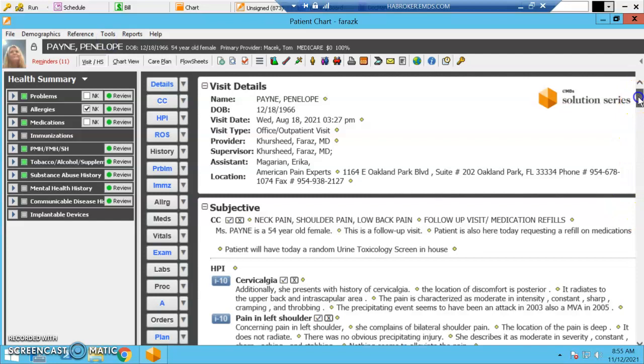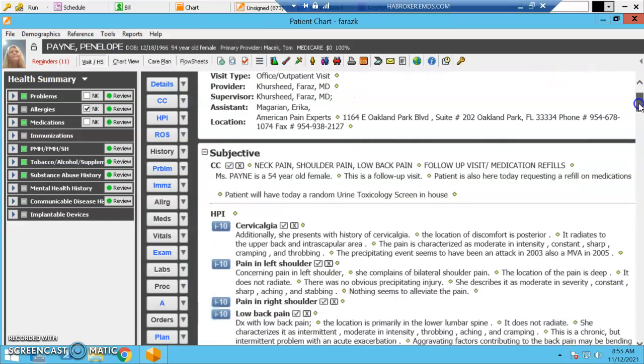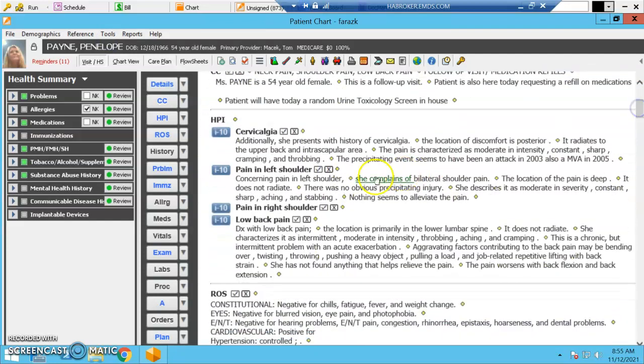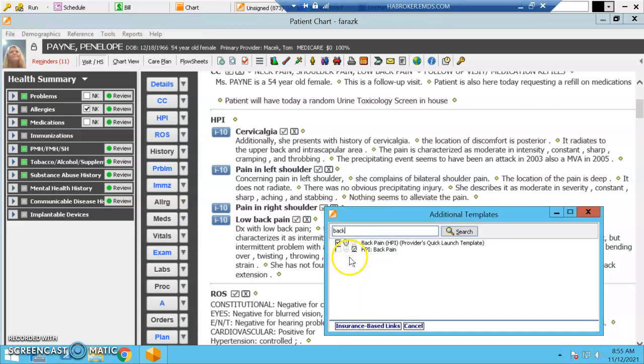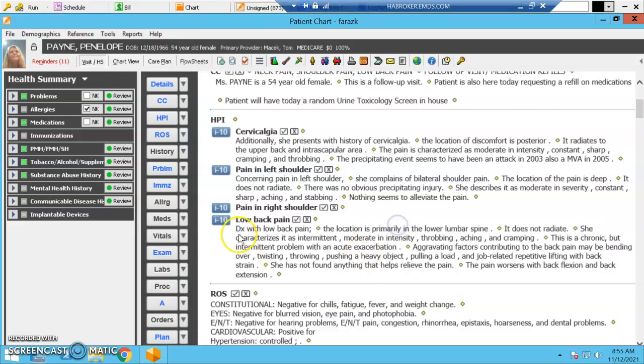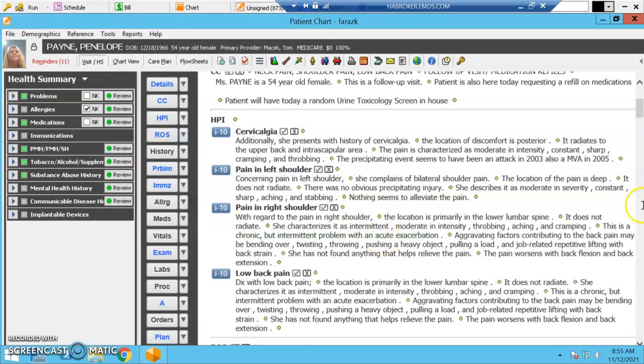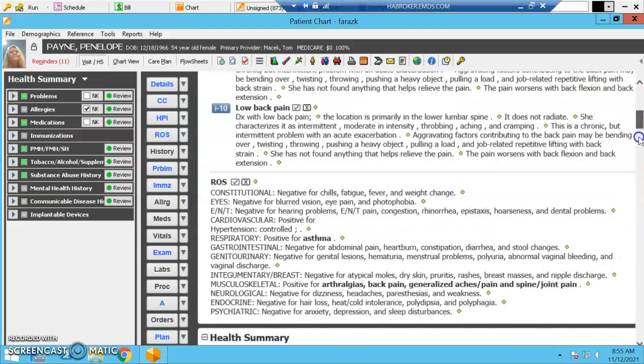So this is Miss Payne. She only had follow-up medication refills. I would just populate this. So if you just click here and link, click on this clock, click on any previous note, this fills up, which is good.